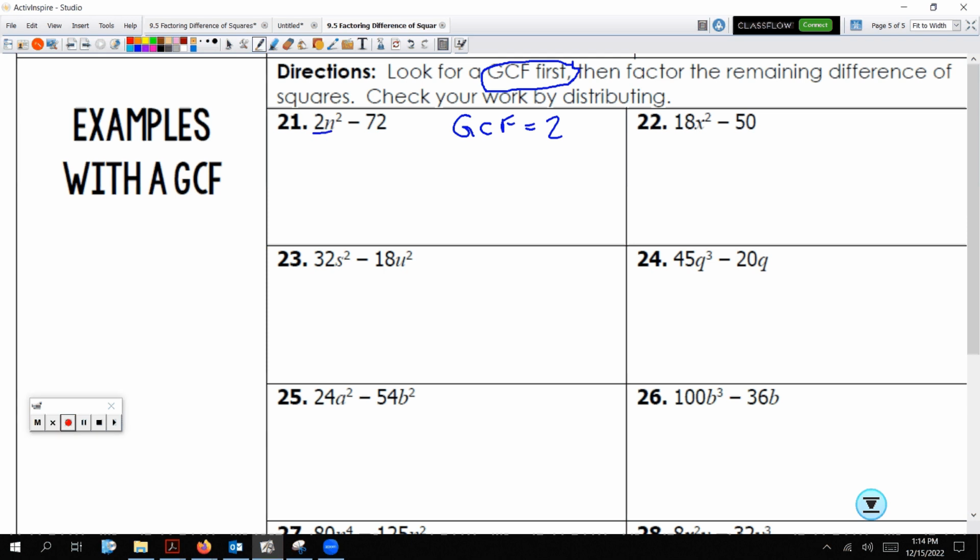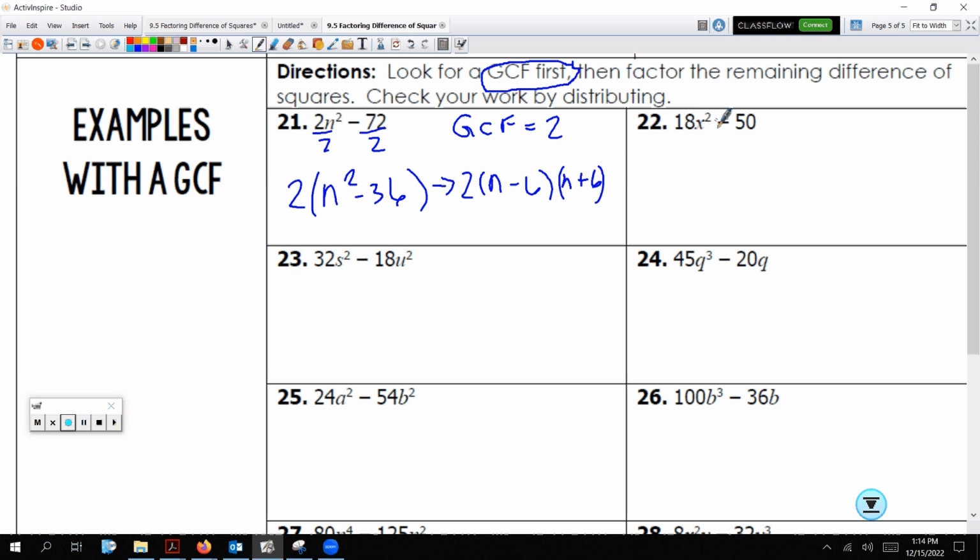So if I divide by 2, do not forget to put 2 in your final answer. I have n squared minus 36. And now I'm like, okay, 36 is a perfect square. Keep a 2 out front, and then you set up your 2 sets of parentheses. N minus 6, because the square root of 36 is 6, and n plus 6. I didn't give myself a lot of room, and I'm using my finger to annotate, so please forgive my handwriting. It's atrocious.